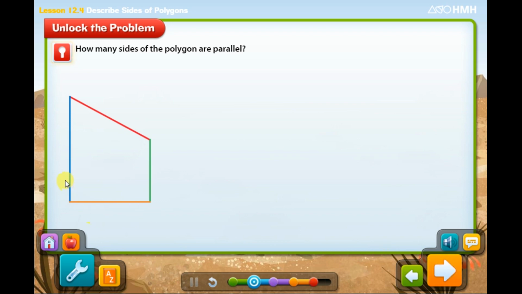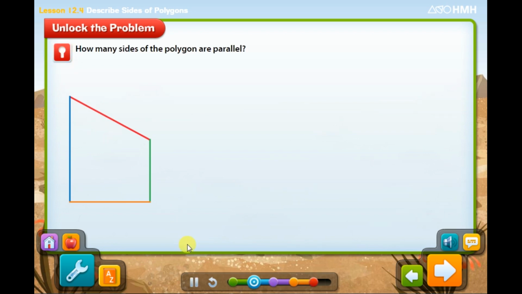1, 2, 3, 4. And each shape has 4 sides, or 4-sided shapes we call, bravo, quadrilateral. Quad means 4, and lateral means sides. So it means 4-sided shape, quadrilateral. So let's see how we can describe sides of these shapes.